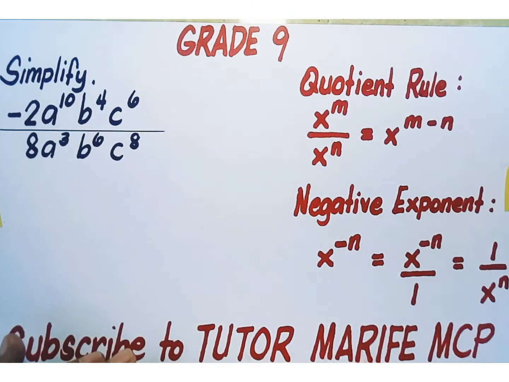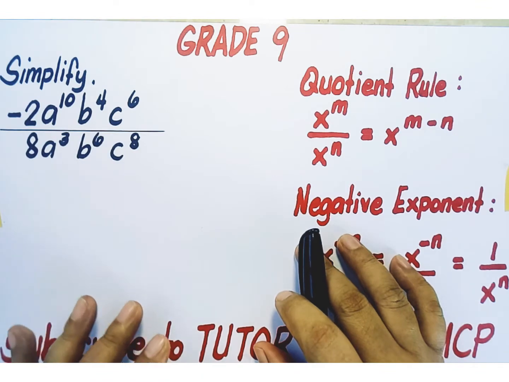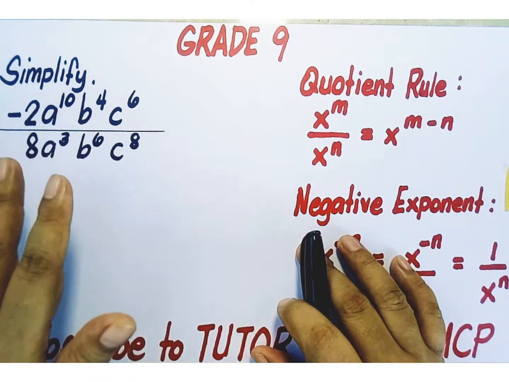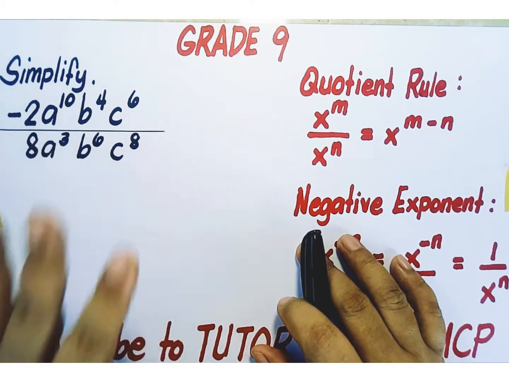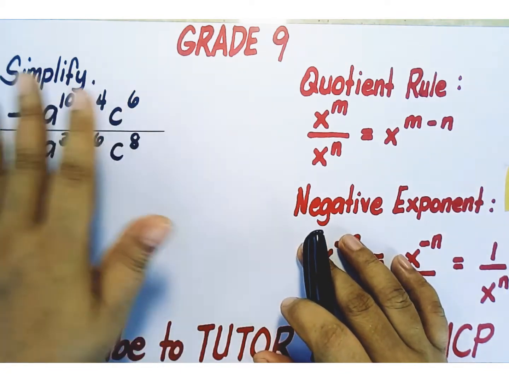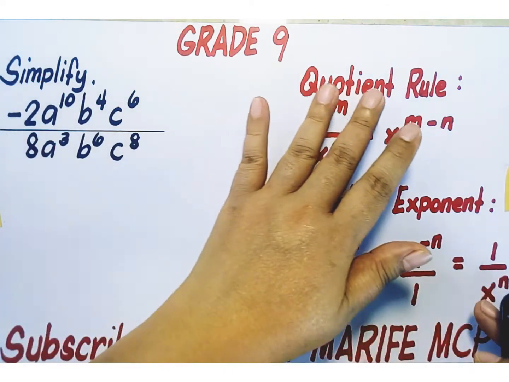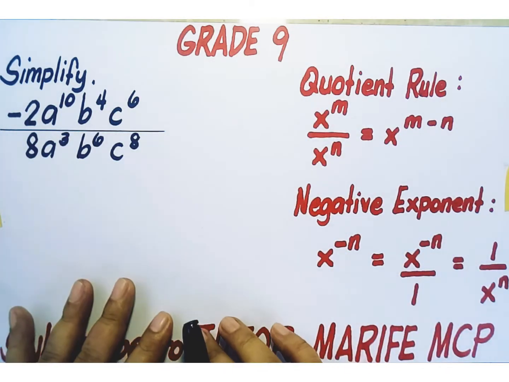Our first expression is negative 2a raised to 10b raised to 4c raised to 6 all over 8a cubed b raised to 6c raised to 8. How do we simplify this expression? We are going to apply the quotient rule and the negative exponent rule.